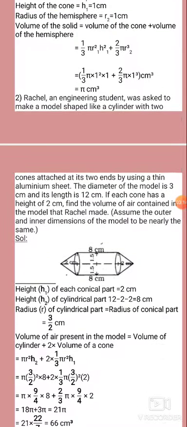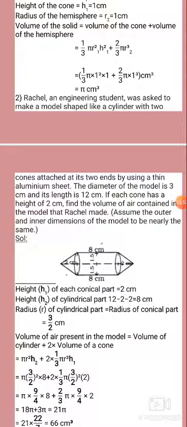The volume of the air present in the model is equal to volume of the cylinder plus 2 into volume of the cone. So, pi r square h2 plus 2 into 1 by 3 pi r square h1. Conical part 2 is there. Okay. So, pi into radius, what? Diameter 3 by 2, 3 by 2 the whole square, into h2, what is it? Height of that cylinder is 8. Plus 2 into 1 by 3 pi r square. R square is what? The radius 3 by 2 the whole square, into height 2, conical part height.